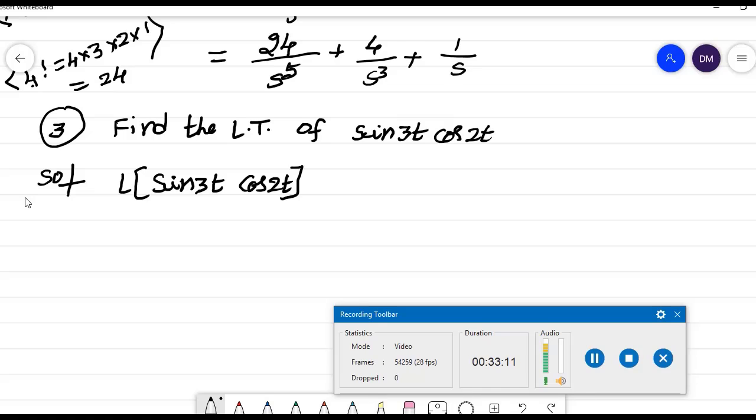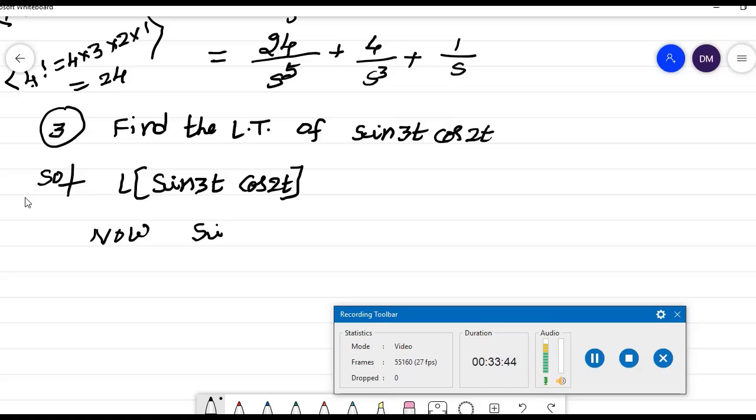These two functions are in the form of multiplication. If they are in the form of multiplication, we cannot apply the Laplace transform to the individual functions. That is, we cannot write L of sin 3t into L of cos 2t. But how do we find the solution? We can use some trigonometric formulas and write this multiplication in the form of either addition or subtraction.